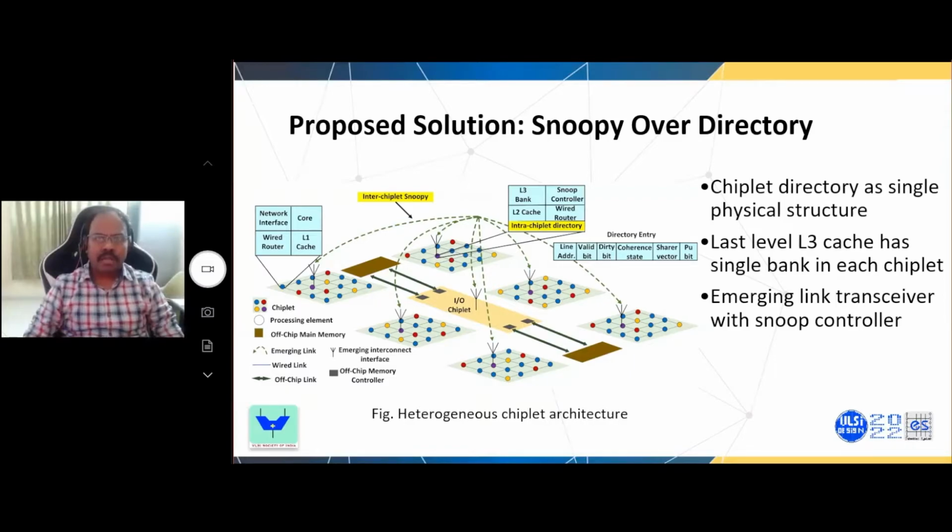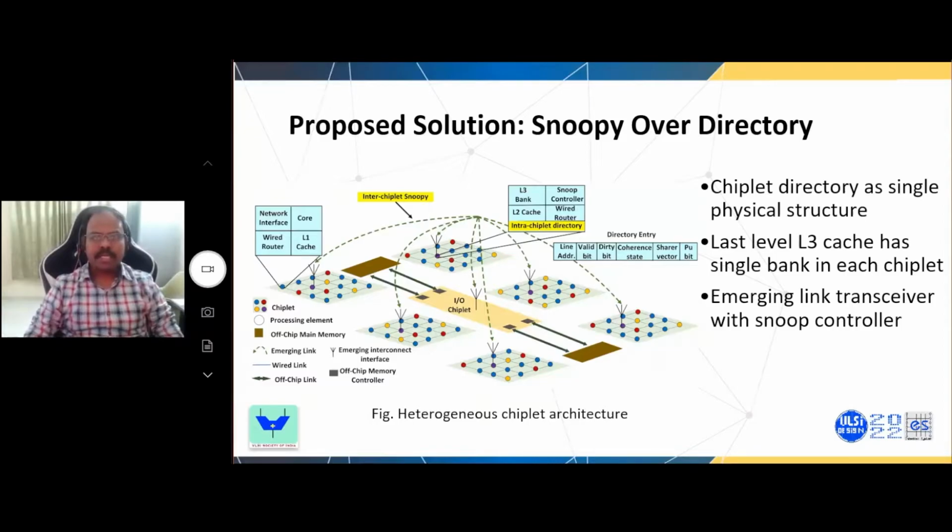Finally, the directory implementation within the core has a minor modification, wherein the directory entry or the sharer vector is extended by one additional bit, which is used to identify whether a particular cached block is only shared within the core or is private to the core, or it is shared across multiple cores and multiple chiplets. This is the overall implementation of the proposed Snoopy over directory protocol.